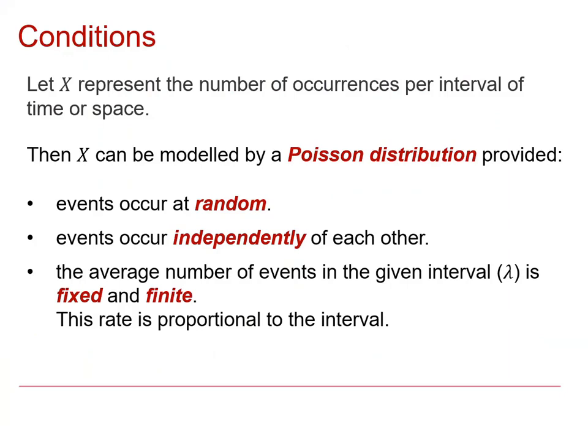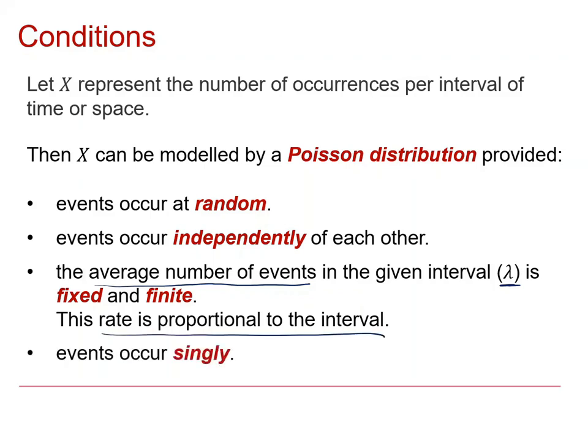And this rate is proportional to the interval. So if we have a period of time twice as long, then the average rate, lambda, will be doubled. If it's halved, it will be halved. So this rate is proportional to the interval. And finally, events occur singly, so we don't have two things happening at exactly the same time. They happen one at a time.